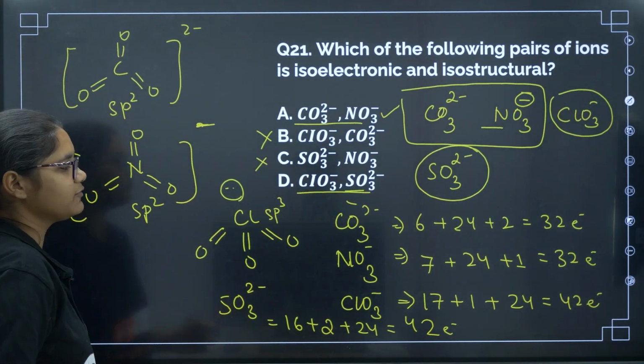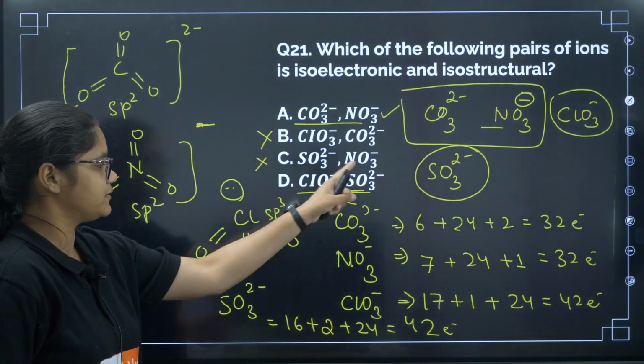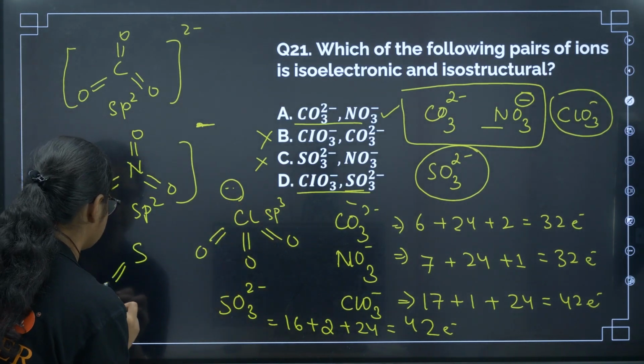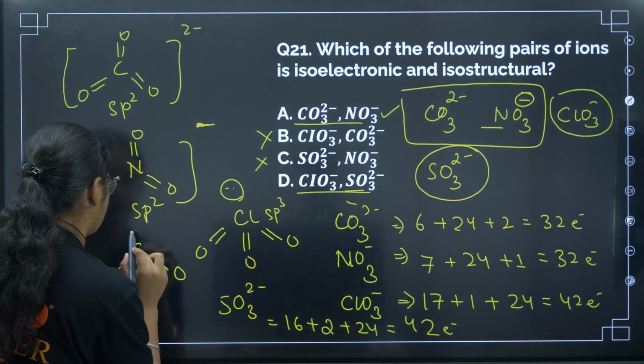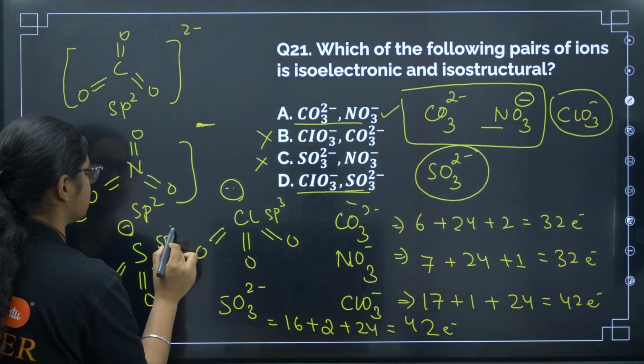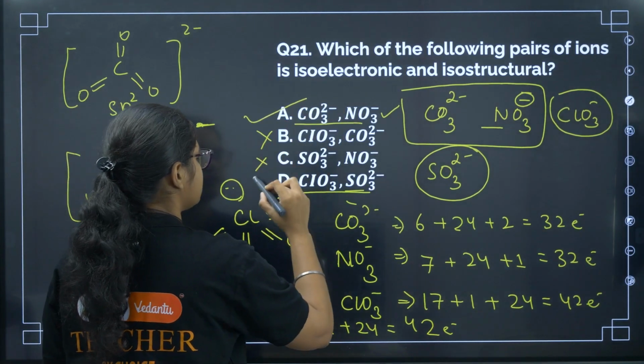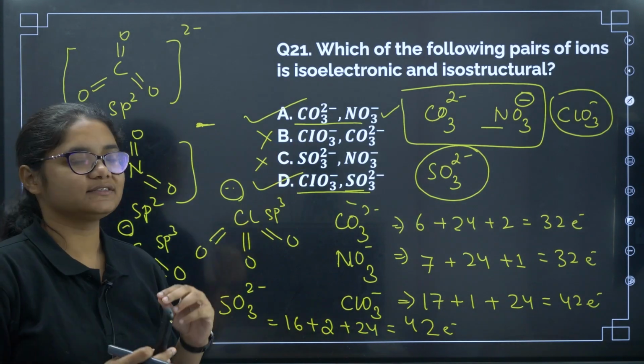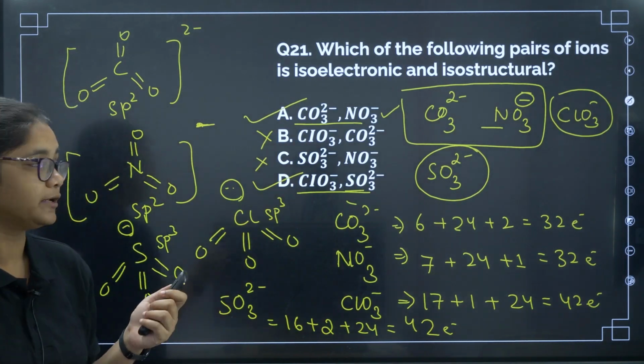And sulfur also has 6 valence electrons and then 2 added, 8 valence electrons. So this structure will also be like this, SO3 and 1 lone pair. This is also sp3 hybridization. So this structure and this structure, both the options are correct here, A and D. They both are isoelectronic and isostructural.